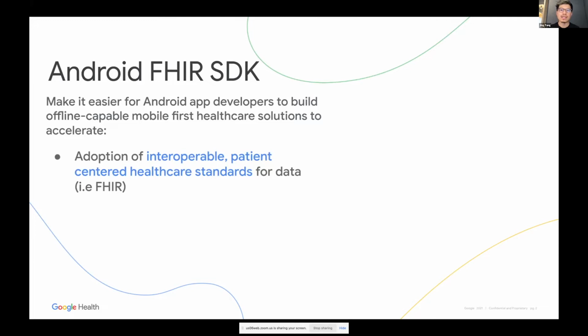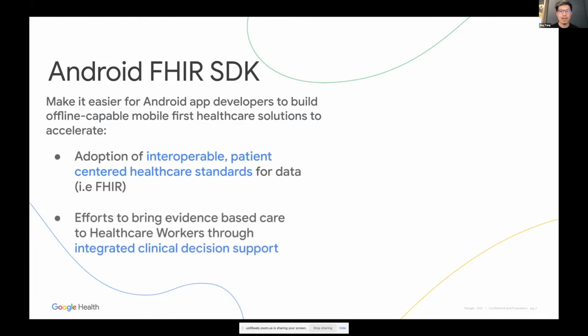So what is Android FHIR SDK? I think Carl mentioned a little bit. The point of this whole project really is to make it very easy for developers to build offline capable applications on Android. So there are two main aims. One is to accelerate the adoption of interoperable standards. In this case, it's FHIR.